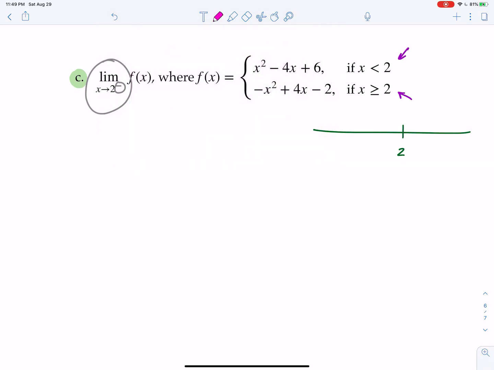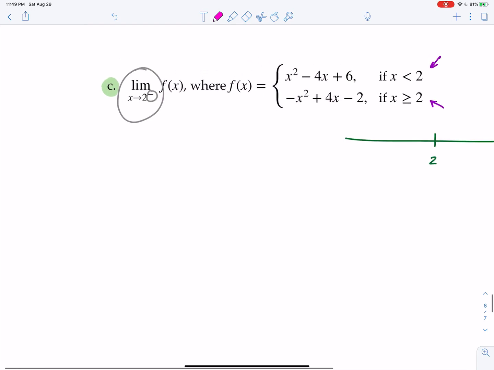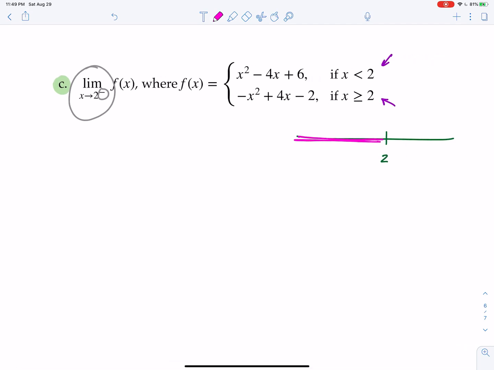This piecewise function is saying, hey, for any value over here, I'm going to use the top line. And for any value, including 2, and to the right of it, I'm going to use the bottom line. But here's the thing. Because I am approaching positive 2 from the left-hand side, I am going to use the pink section or this top line.